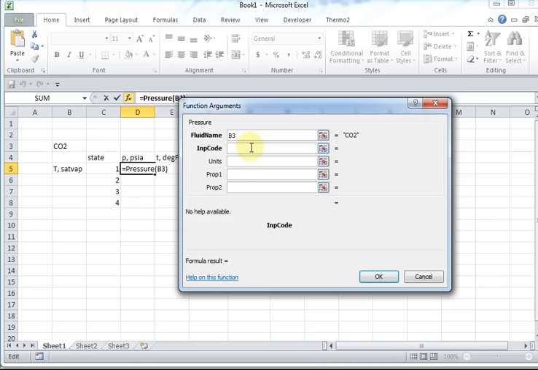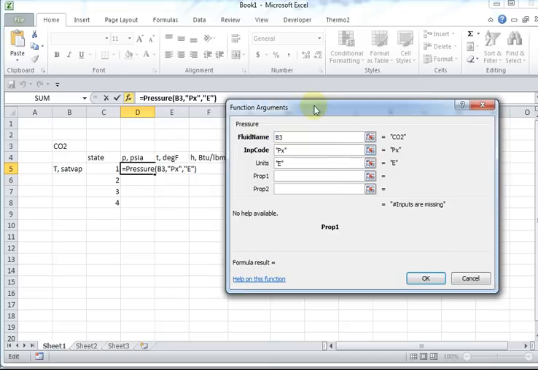Now the input code and then the units. The input code tells me what is my prop 1 and prop 2. All right. I'm going to guess that pressure and quality will work. Okay? Now it starts to tell me I'm missing some inputs. That's fine. And I'm going to say it's English units, because that's our psia and degrees F and BTUs. And our first property is our pressure. And so where is our pressure found?